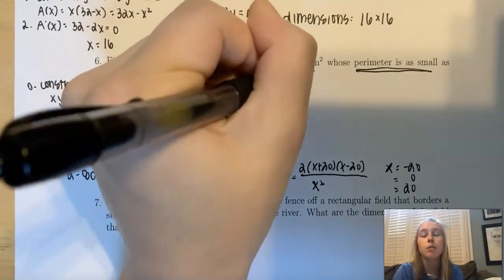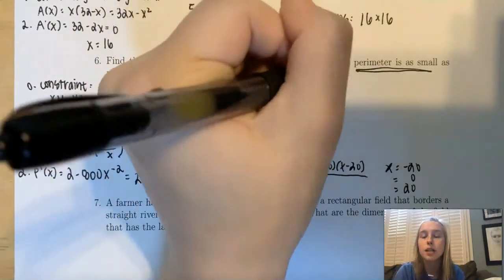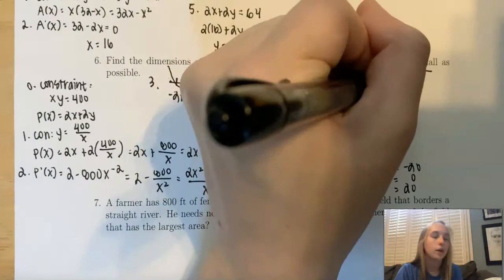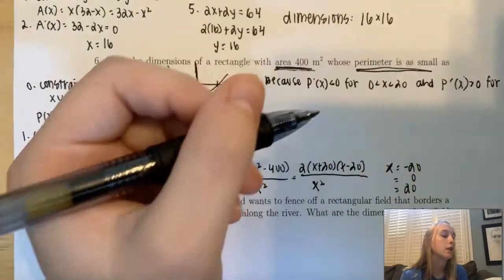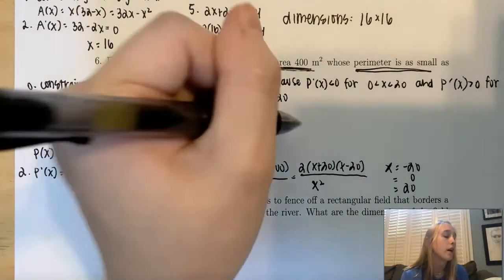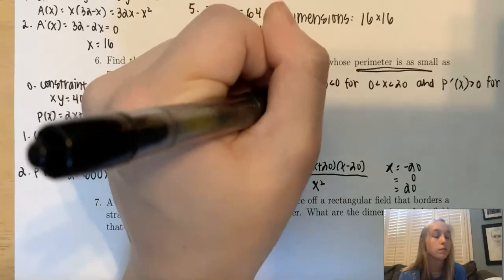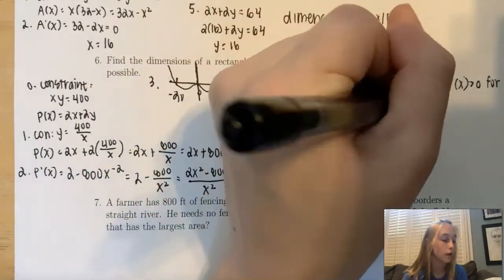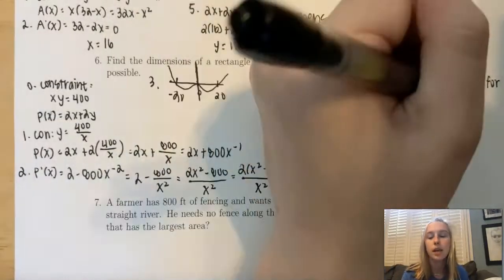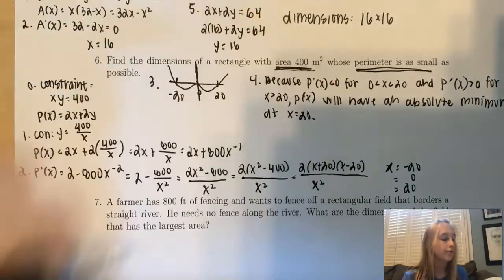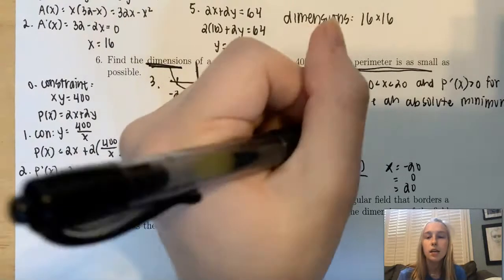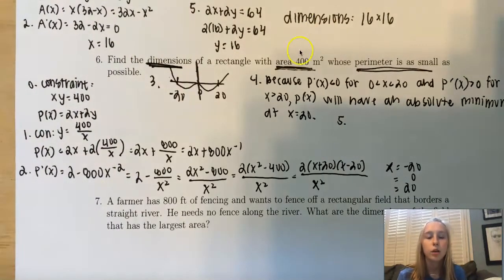And then once again, I'm going to write out the sentence. It's just something you have to know. In this case, p prime of x is less than 0 for x in between 0 and 20, and p prime of x is greater than 0 for x greater than 20. P of x will have an absolute minimum at x equals 20. Once again, just saying exactly what the sign chart says. So I believe in you guys.